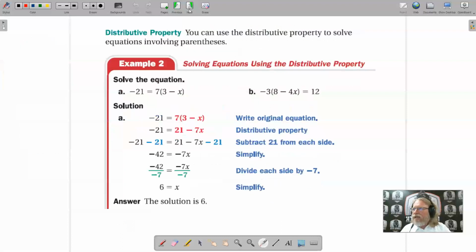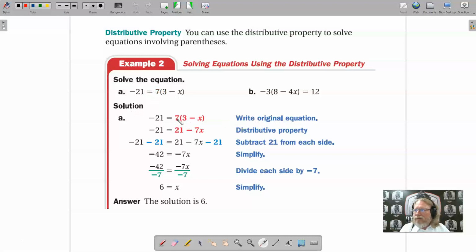So let's look at the next slide here, where we're going to talk about the distributive property. You can use the distributive property to solve equations involving parentheses. And we have here two equations, both of them involving parentheses. The first one is negative 21 equals 7 times the quantity of 3 minus x. So let's go ahead and rewrite the original problem here.